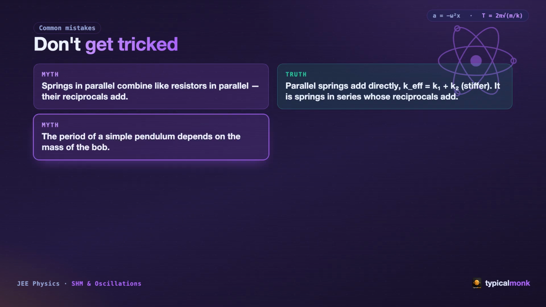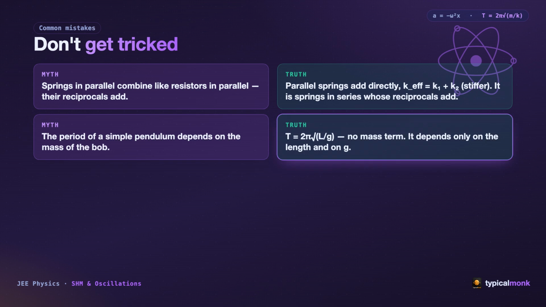The second myth: the period of a simple pendulum depends on the mass of the bob. The truth: T equals 2 pi root L over g. There is no mass term at all. The period depends only on the length and on g.